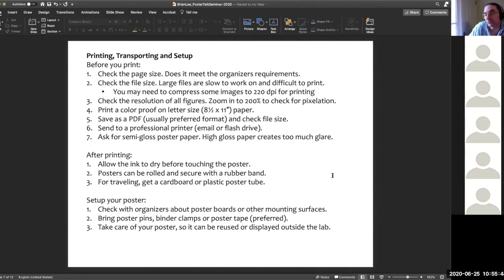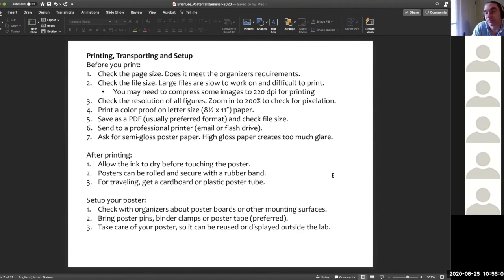Once it's dry, you can usually roll the poster up so that the text and graphics are on the inside so they don't get damaged, and then you can secure it with a rubber band. If you're going to be traveling, it's a good idea to invest in a cardboard poster tube or a plastic poster tube, which is even better.